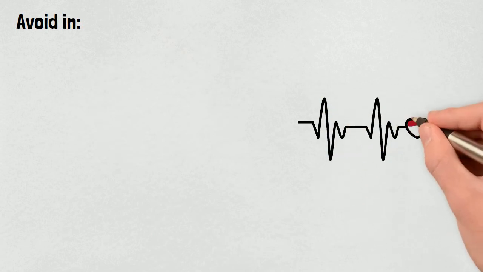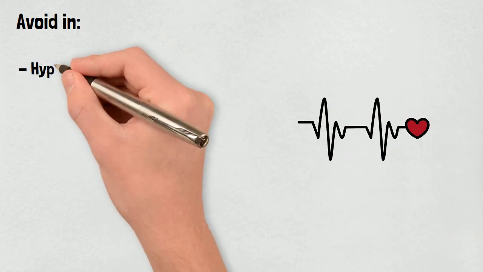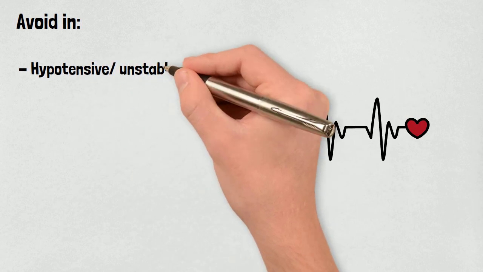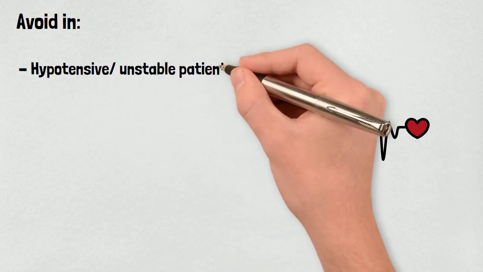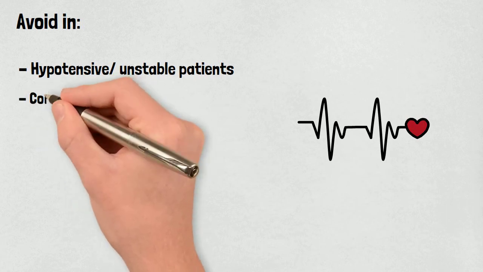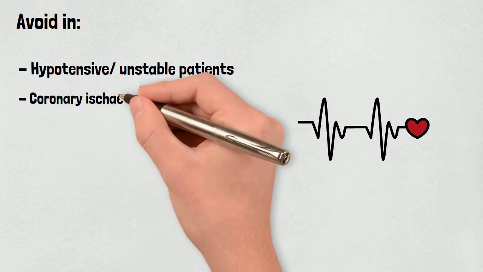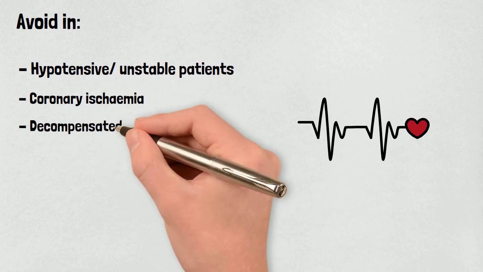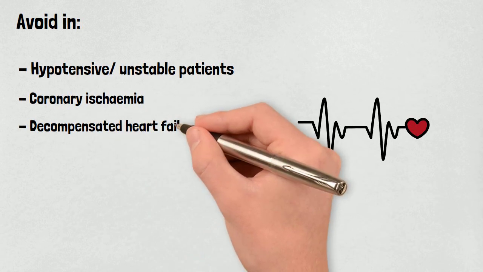So there are a couple of patient groups where you should avoid adenosine. For any hypotensive or unstable patients with a supraventricular tachycardia, you should be thinking about going straight to electrical cardioversion. In any patients who really won't tolerate this transient bradycardia, due to essentially a vulnerable heart, such as a degree of coronary ischemia or decompensated heart failure, you should think carefully about whether to use adenosine.